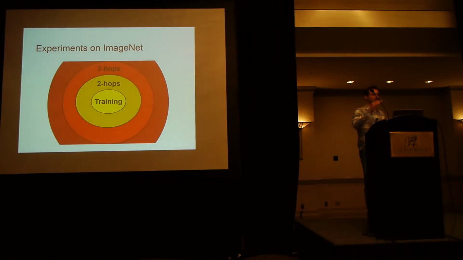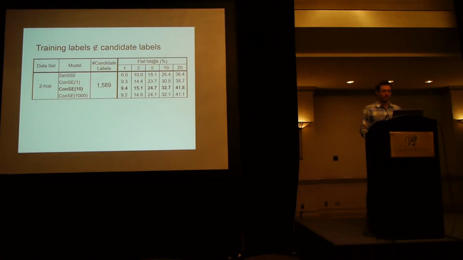As you can imagine, the task becomes more difficult as we get farther from training labels. Now here are results. These results are for the case that training labels are excluded from candidate labels. So in the test set, we know that images don't come from training labels, and we give a hint to the classifier by saying, okay, I'm not going to include the training labels in your retrieval set. Here I'm reporting flat hit at K, which is the average percentage of test images for which the correct label is within the K predicted labels of the classifier. We are going to vary K from 1 to 20.